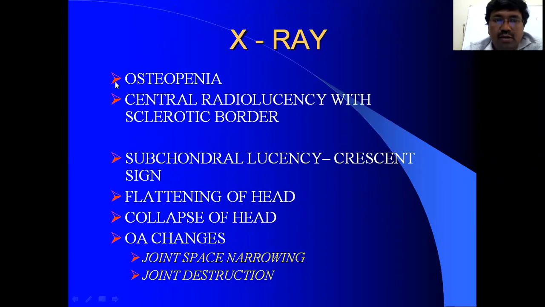So X-ray is a basic test. They will find osteopenia, a decrease in bone mass. In the X-ray, we see a central radiolucency with a sclerotic border. And sometimes we find a subchondral lucency, which is called a crescent sign. There will be a flattening of the head, and collapse of the head in much more severe stages. And in the final stages, osteoarthritic changes, we will find joint space narrowing and destruction.